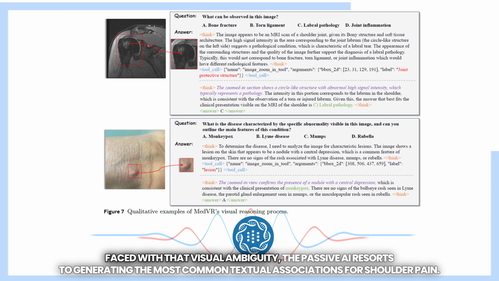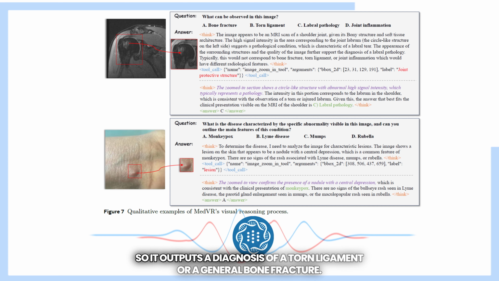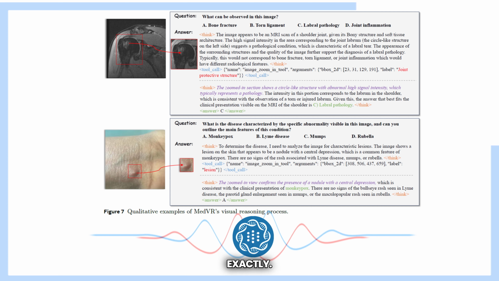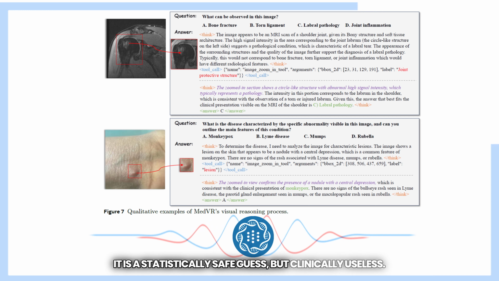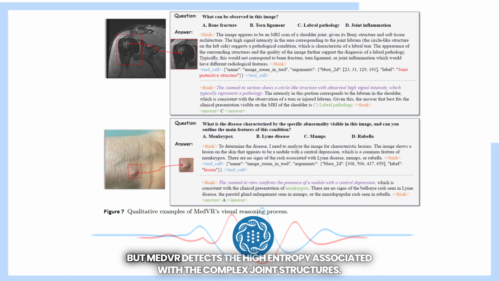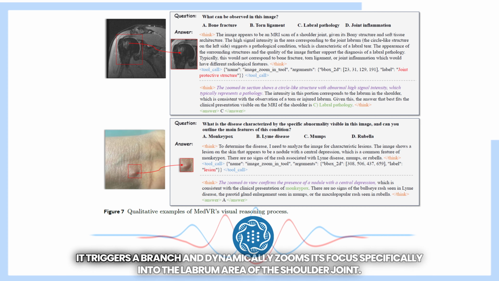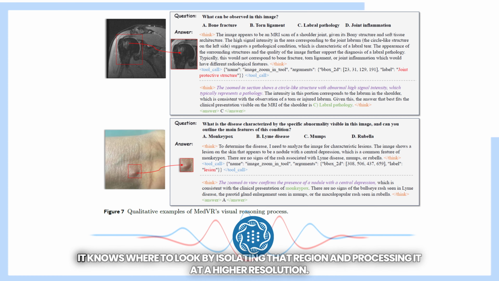Faced with that visual ambiguity, the passive AI resorts to generating the most common textual associations for shoulder pain. So it outputs a diagnosis of a torn ligament or a general bone fracture. Exactly. It is a statistically safe guess, but clinically useless. But MedVR detects the high entropy associated with the complex joint structures. It triggers a branch and dynamically zooms its focus specifically into the labrum area of the shoulder joint. It knows where to look.